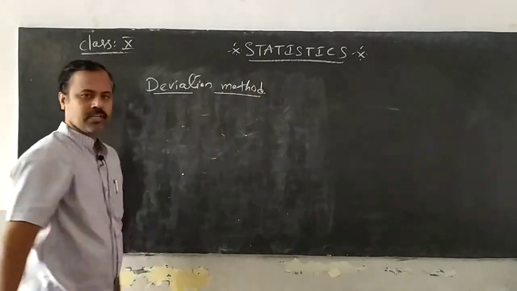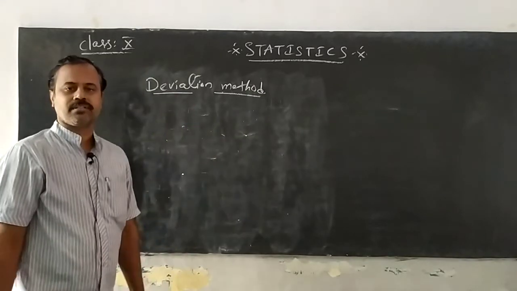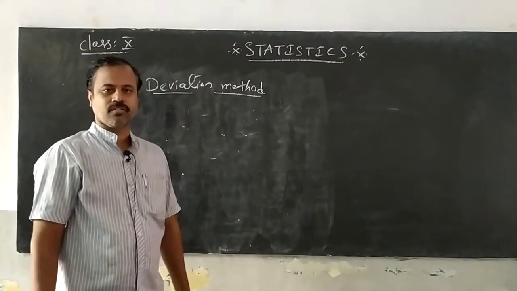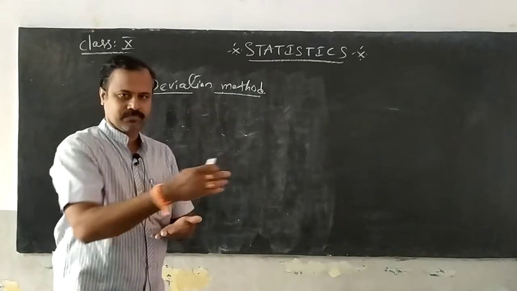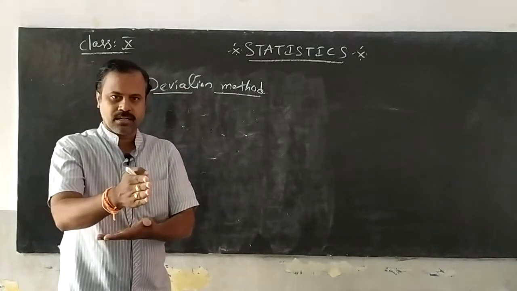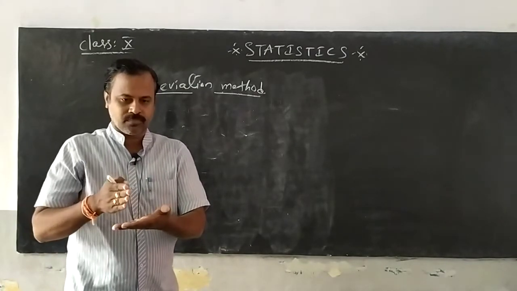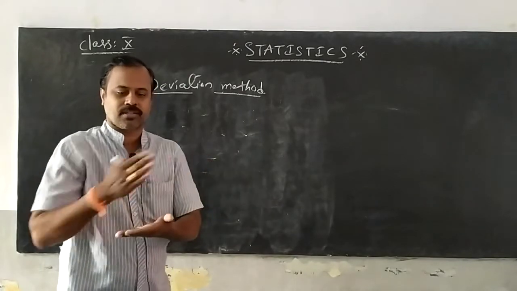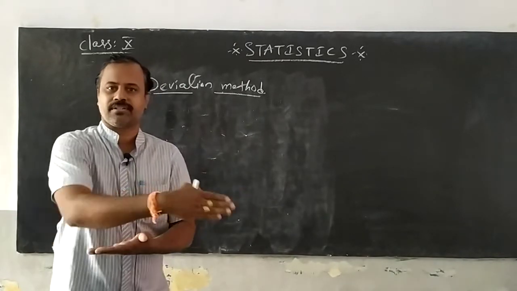Deviation method. Okay, do you know what is meant by deviation? Very good. So, changing the path, you want to go directly, but before going directly something comes and you deviated your direction, so this is called a deviation.